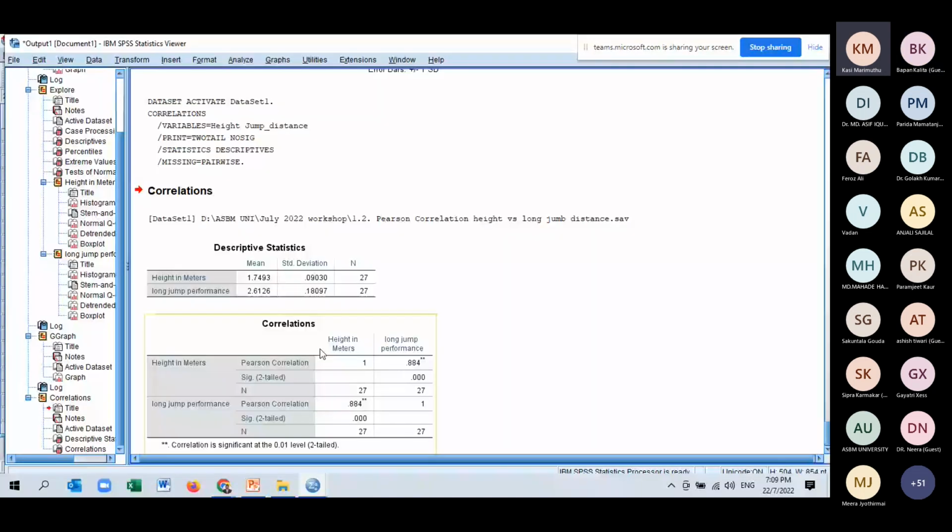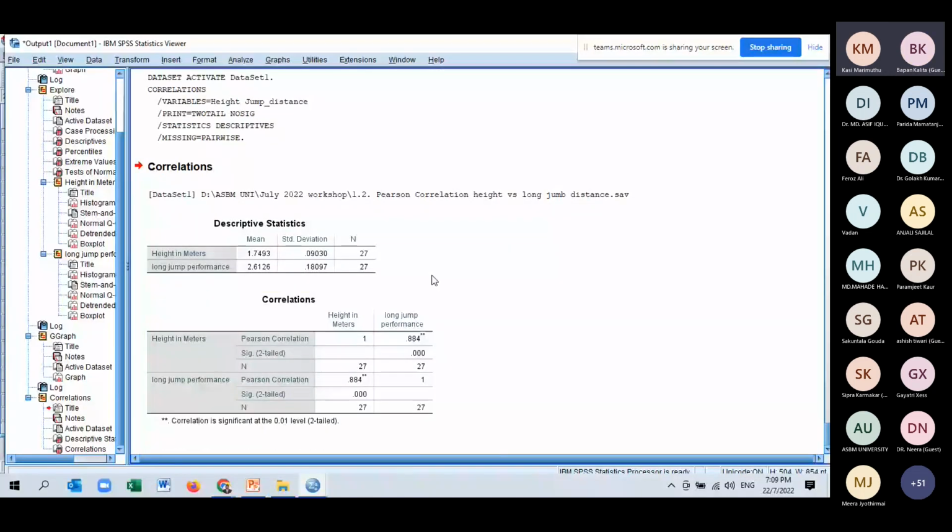Please tell me whether you have all got the output. Yes, sir. Look at here, height: the average is 1.74. There are 27 candidates. The standard deviation is 0.09. Long jump performance is 2.61 plus or minus the standard deviation of 0.180, n equal to 27.